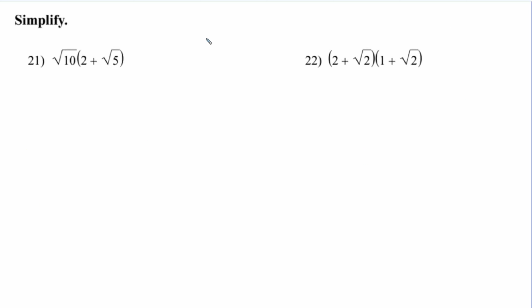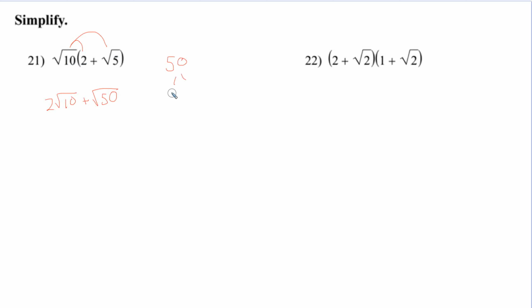Now we're going to do some multiplying. Here we have to distribute. So root 10 can get distributed to both of those. Root 10 times 2 is just 2 root 10. We don't combine them. One's in the radical and one is not. Over here, we got root 10 times root 5, so that's root 50. So we go ahead and multiply first, and then we see if we can simplify.